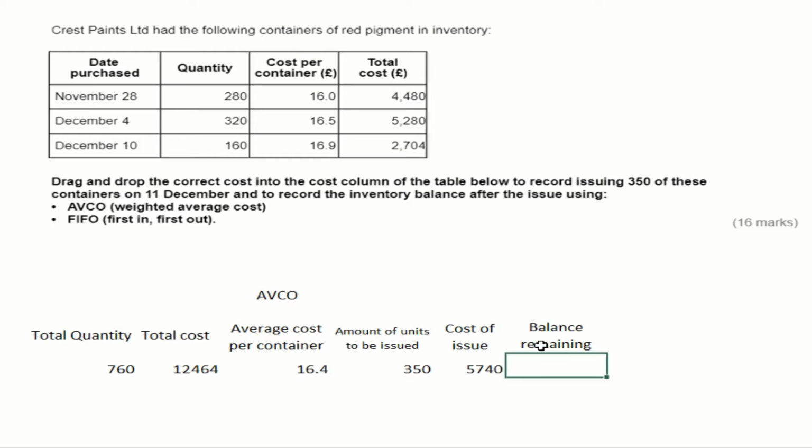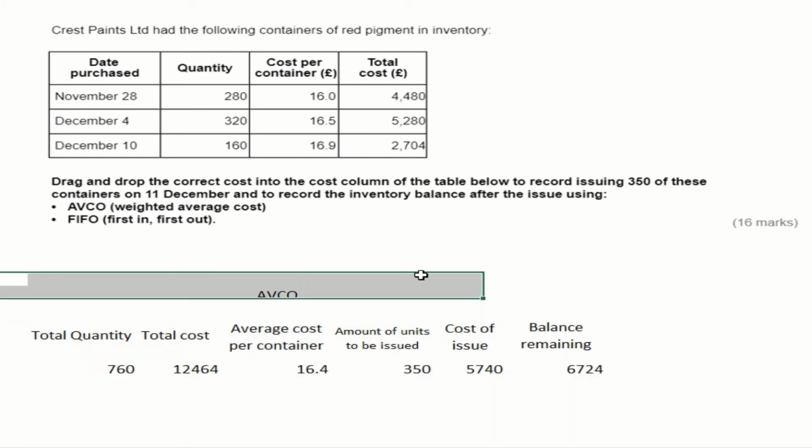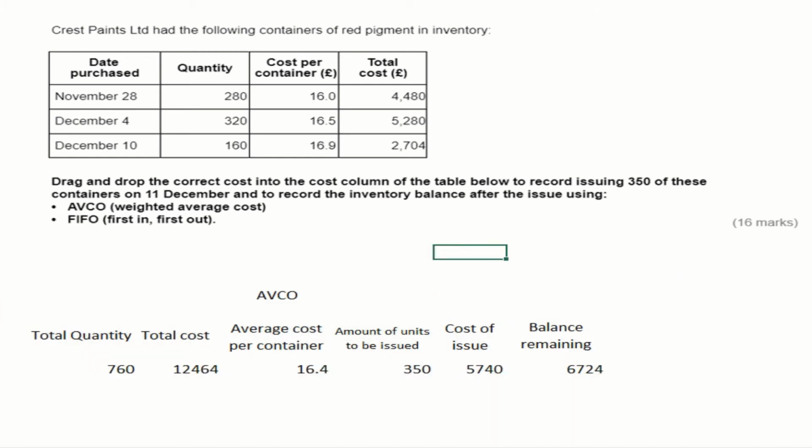Now to find out the balance remaining, we need to take the total cost, which we've worked out here, of 12464, and minus away the 5740. So it's the total cost minus the cost of the issue, and we end up with 6724. We can now go back to the original question and put this in. I would be doing all of this on my scrap paper, and that's what I do in the exams.